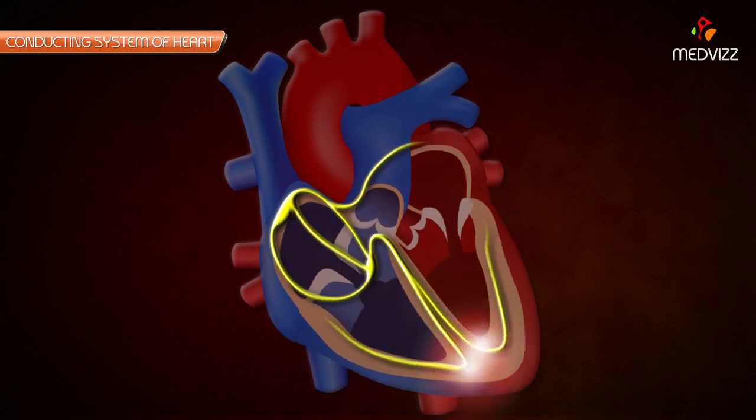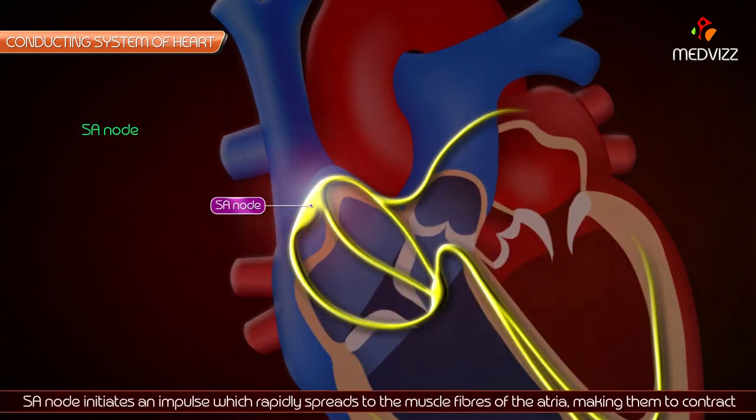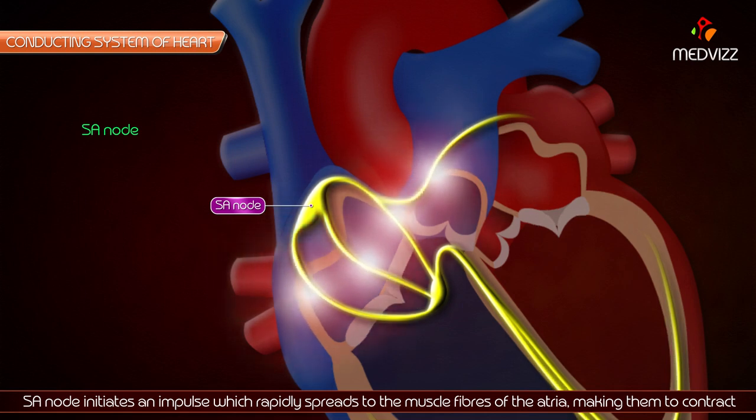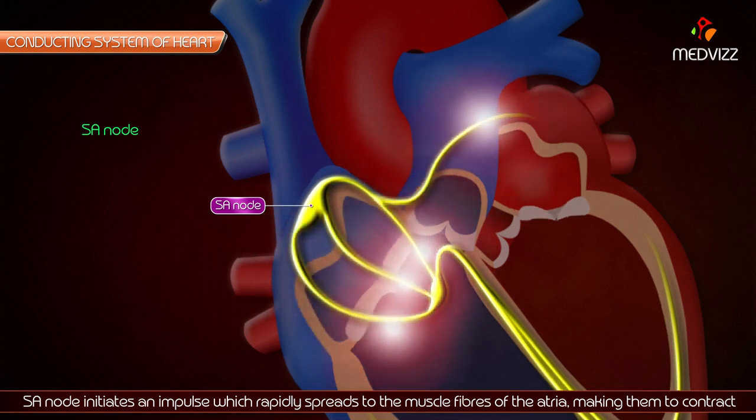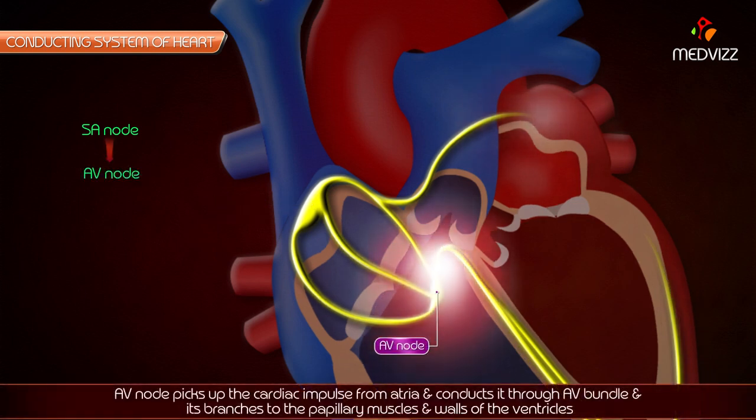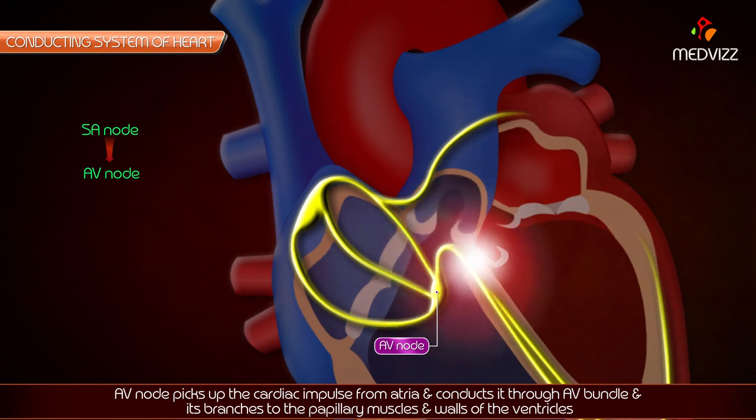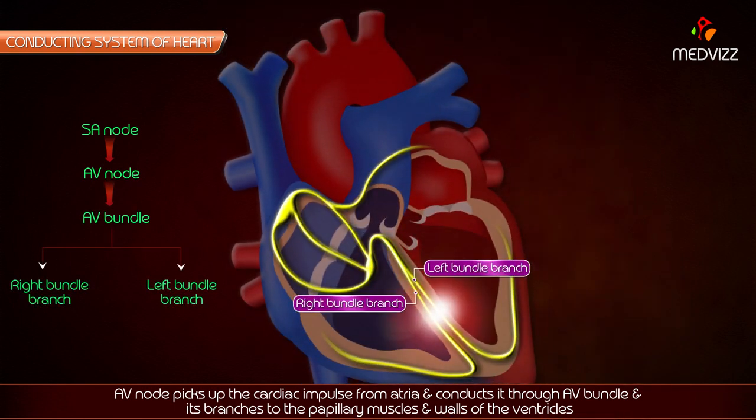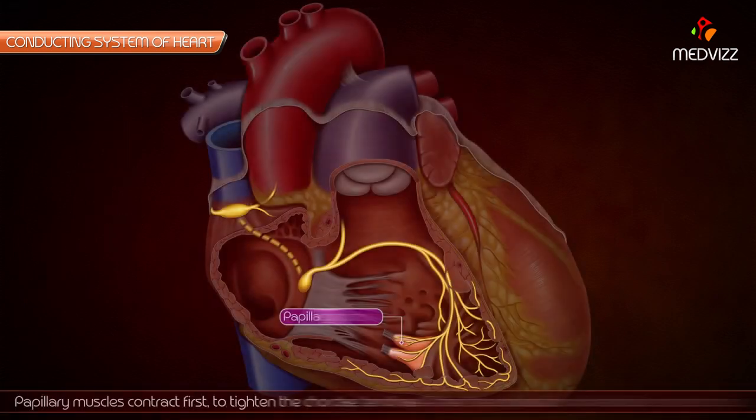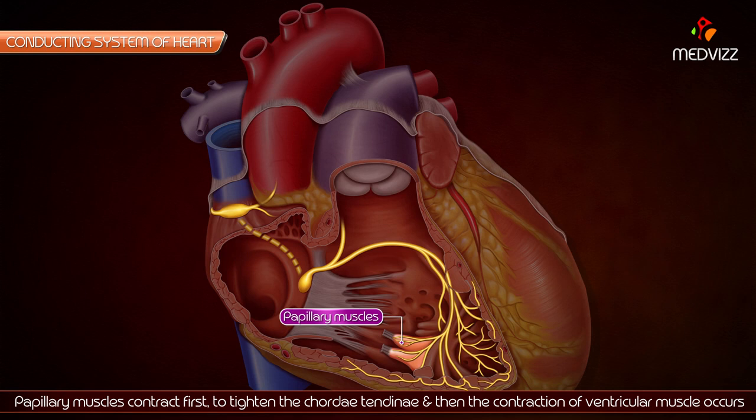The conducting system and mode of contraction of cardiac muscle is summarized as follows. The SA node, a spontaneous source of cardiac impulse, initiates an impulse which rapidly spreads to the muscles of the atria, making them contract. The AV node picks up the cardiac impulse from atria and conducts it through the atrioventricular bundle and its branches to the papillary muscles and the walls of the ventricles. The papillary muscles contract first to tighten the chordae tendineae, and then the contraction of the ventricular muscle occurs.